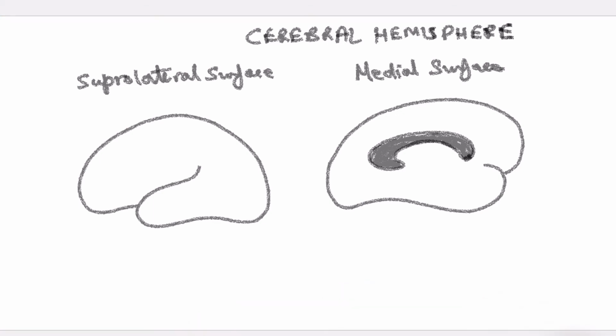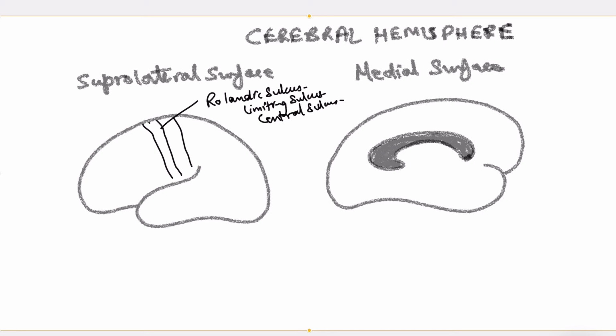So on the supralateral surface, you find this sulcus. The sulcus is a type of limiting sulcus, and it is also called Rolandic sulcus. It's a limiting sulcus, also called central sulcus. So it limits the gyri, anterior and posterior. So the anterior one will be the motor area, and posterior to that will be the sensory area. So this is the precentral gyrus, and this is the postcentral gyrus. This precentral gyrus is Brodmann's area number 4, and this postcentral gyrus is 3, 1 and 2.